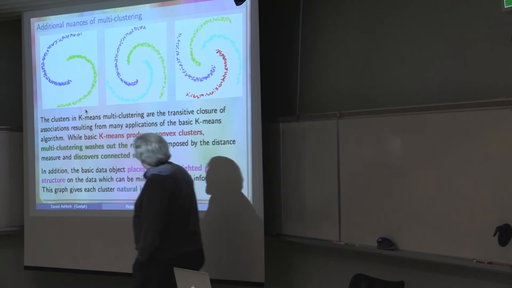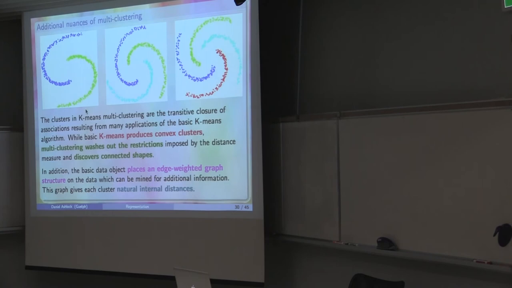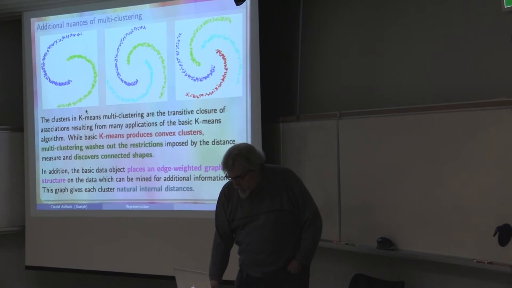The multi-clusterings are the transitive closure of associations resulting from many applications of the basic k-means algorithm. While basic k-means produces convex clusters, multi-clustering washes out those restrictions by amalgamating the results of lots of them, and it just discovers connected shapes. Now, these are ideal because the points are really close together, so the transitive closure is very clean. You do this on real data, it will be less clean. In addition, the basic data object places an edge-weighted graph structure, or network structure, on the data, which can be mined for additional information, and it can also be turned into a fairly good distance measure for the objects in the clusters, though you have to tinker with it a little.